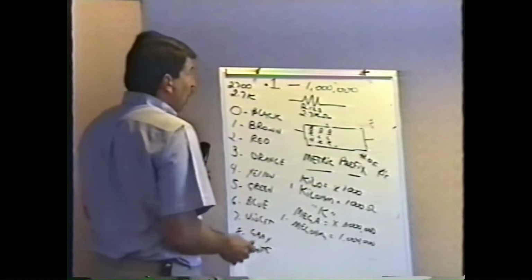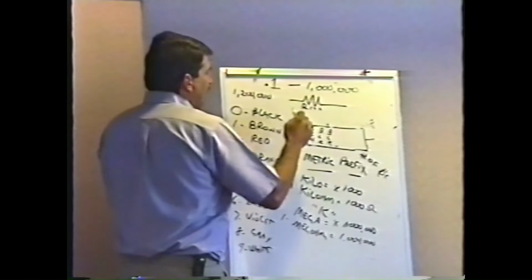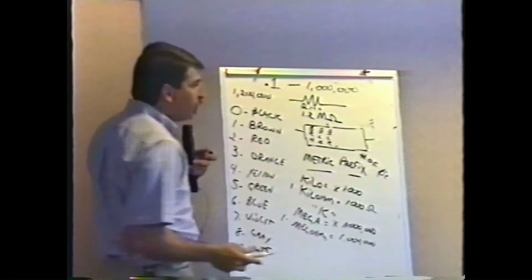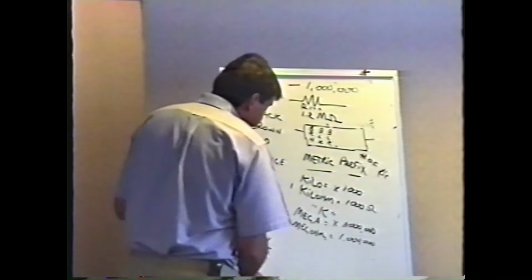So, same thing with large value resistors. If I have a resistor that is, let's say, 1,200,000 ohms, that would be 1.2 M omega, 1.2 megohms. And that's the way it'll be on the schematic diagram. It'll just say 1.2 M omega like that. Make sense?